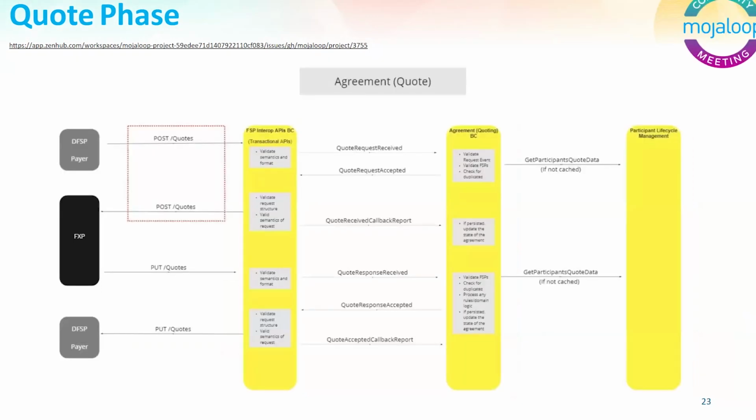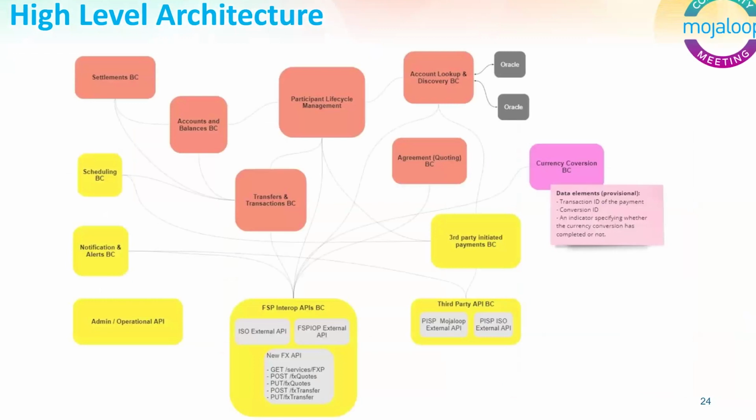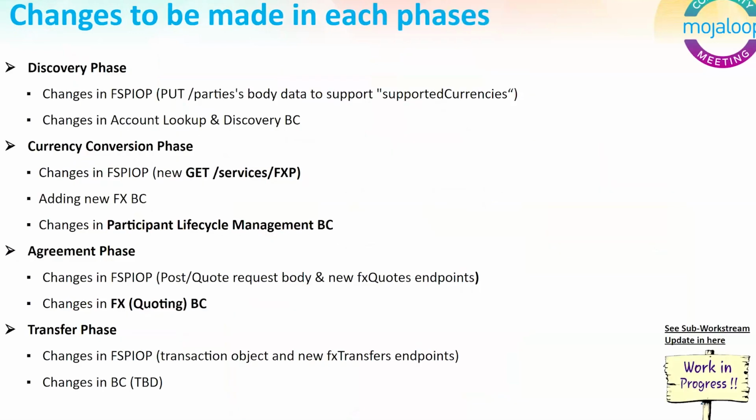This is the second part of the quote phase. This phase is after we have received the FX information, we have to do the quote calls to the payee side. So we also have to make changes in this phase. This is the overall architecture that we are currently changing in vNext to support FX. This is just a summary of what I have just shared.